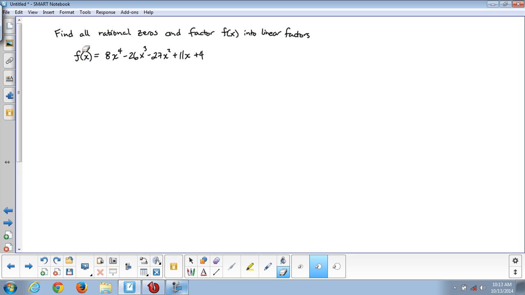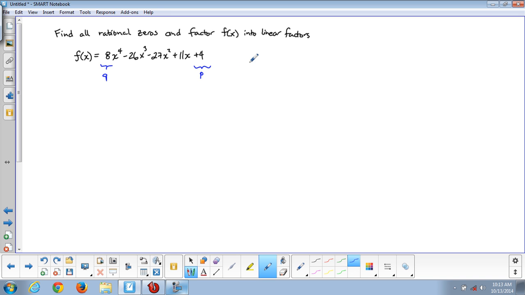For this example, we're going to find all rational zeros and factor f of x into linear factors. So we're given a polynomial. Okay, and again, make sure that it's in descending order with the degrees. And we're going to look at the coefficient of our leading term, the highest degree, and our last constant coefficient.